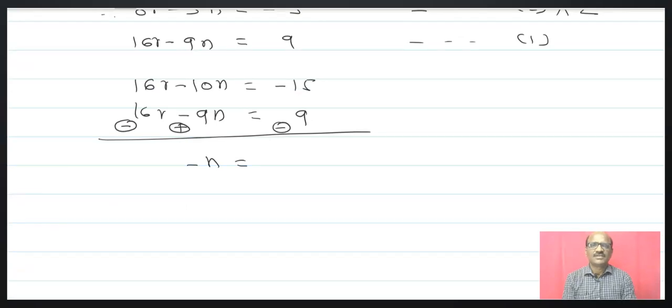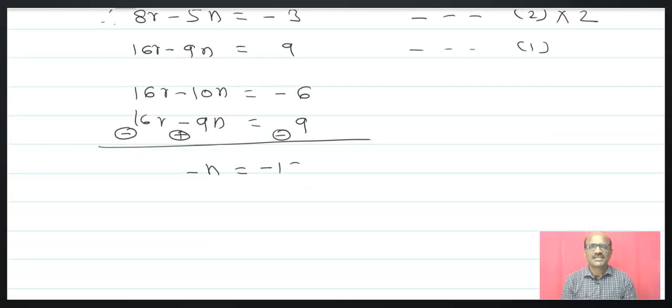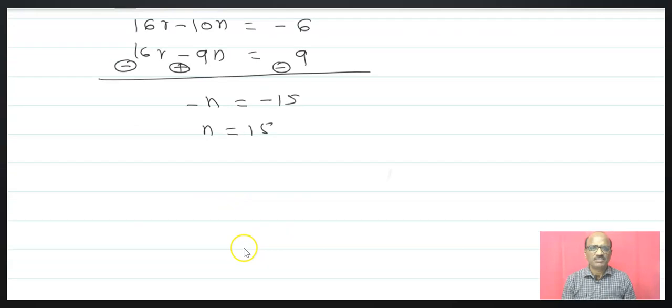That was 15 by mistake. It must be minus 6. Therefore, minus n is equal to minus 15. Therefore, n is equal to 15. That is it.